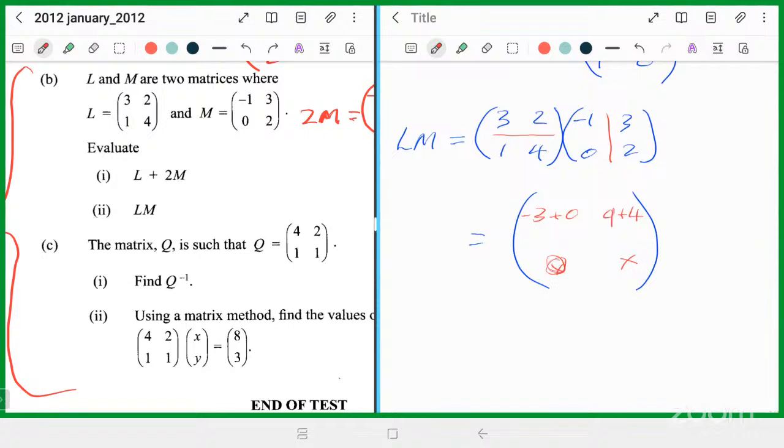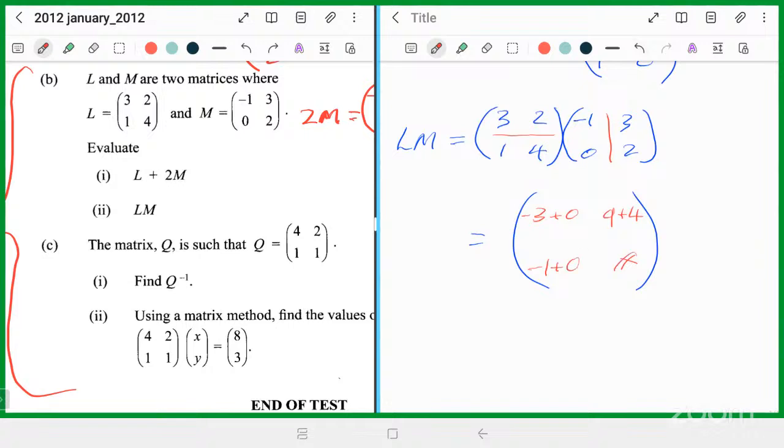Then the value down here is positioned in the second row and the first column. So to get it, we're multiplying this second row by this first column. And again, it is first element in the row by the first element in the column, second element in the row by the second element in the column. 1 times minus 1, 4 times 0. 1 times minus 1 is negative 1, and 4 times 0 is 0.